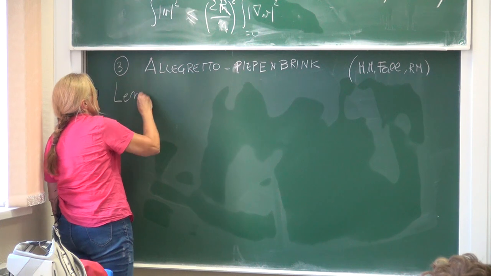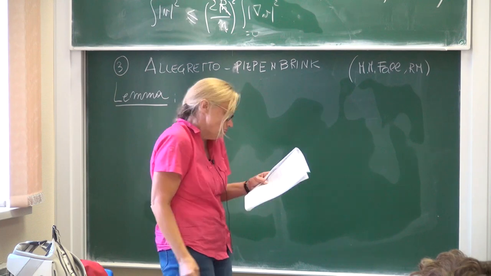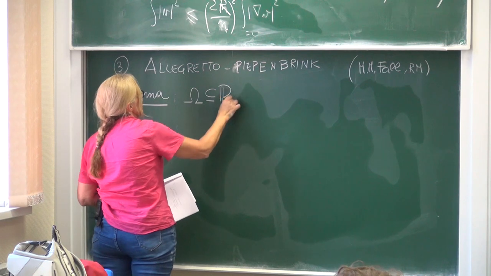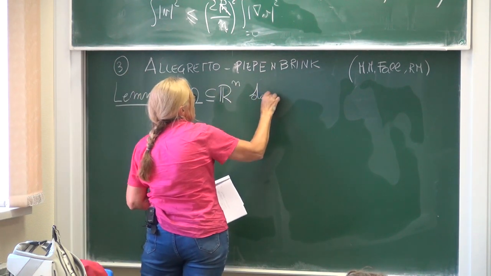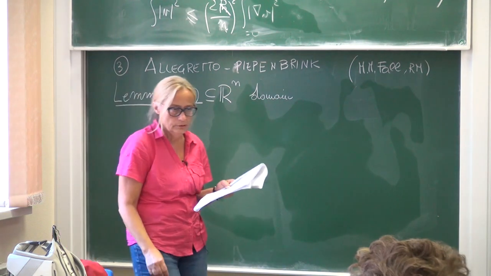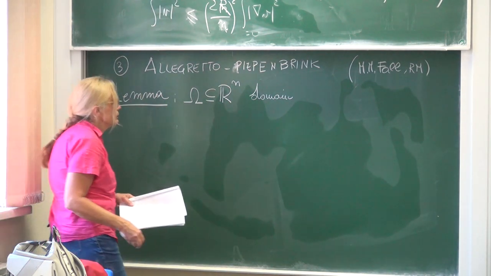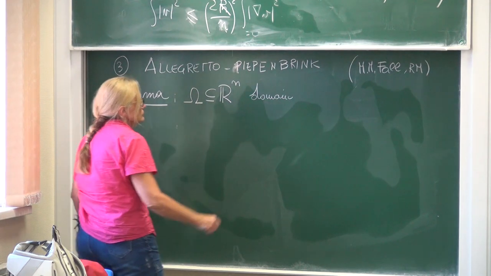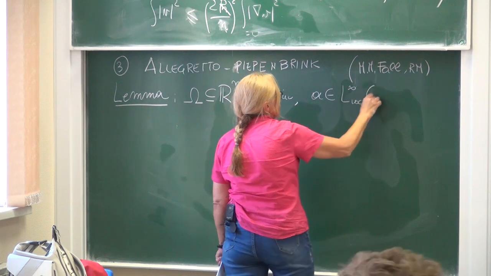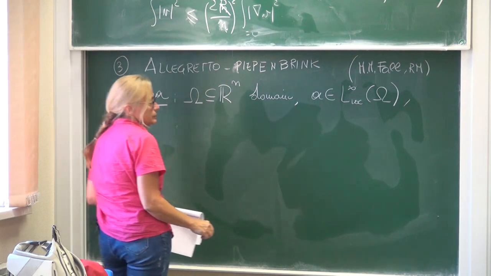Because I will state it in a general framework. So assume that omega in R^n is an open domain, not necessarily bounded, not necessarily smooth, and n is greater or equal than 1. Assume that A is in L infinity loc of omega, and it's a weight.